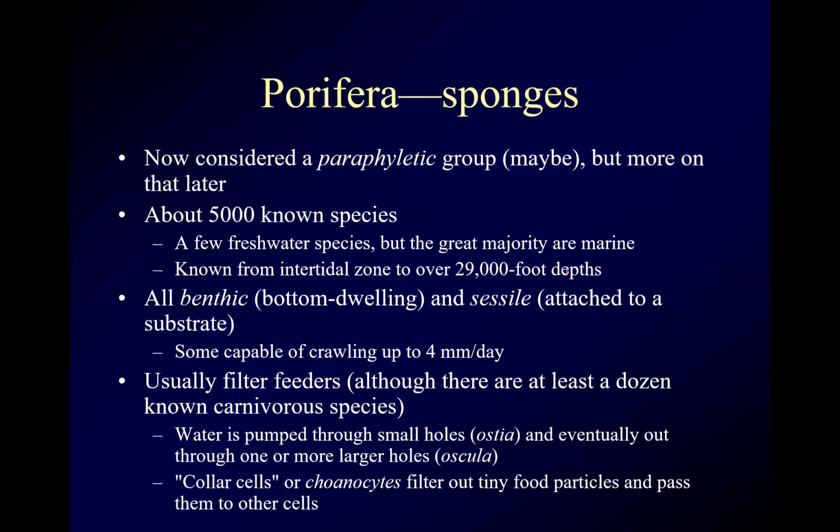Within the sponge, food particles get filtered out by choanocytes. These are the so-called collar cells that look exactly like choanoflagellate cells. They both have a collar of microvilli, and the choanoflagellates will phagocytose little food particles and then pass those on to other cells.